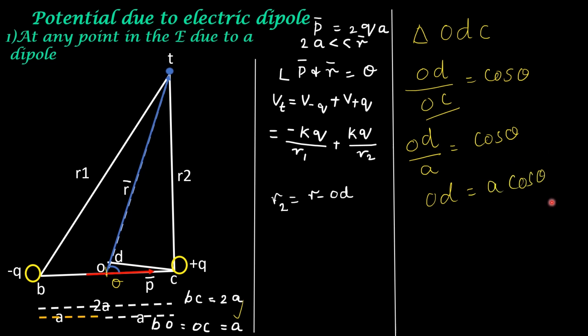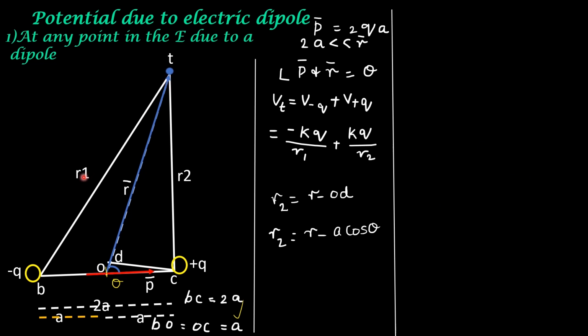Now substitute this value over the previous equation. R2 is equal to R minus OD. So the equation becomes R2 is equal to R minus A cos theta. Now we will find the value of R1.